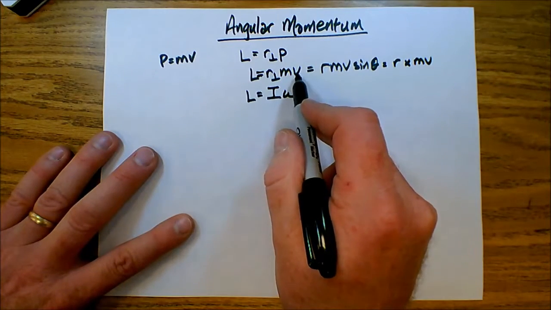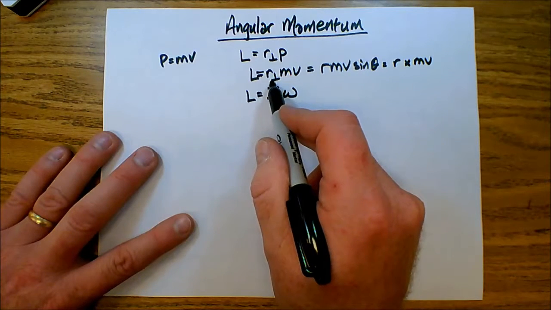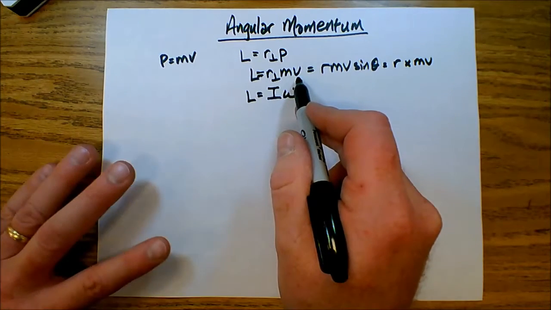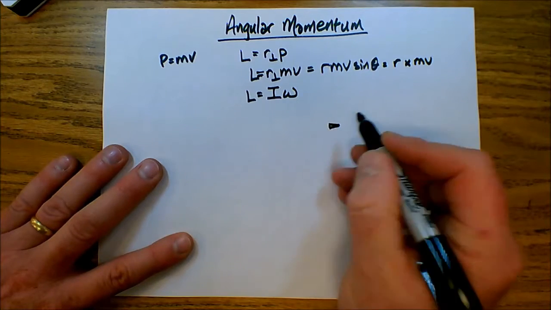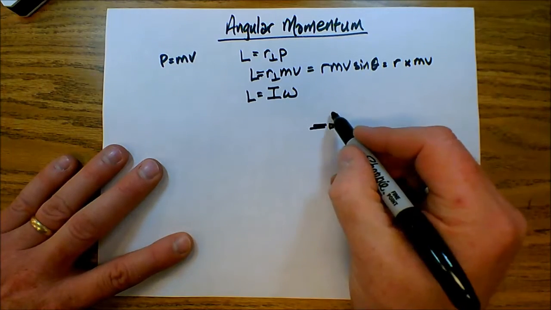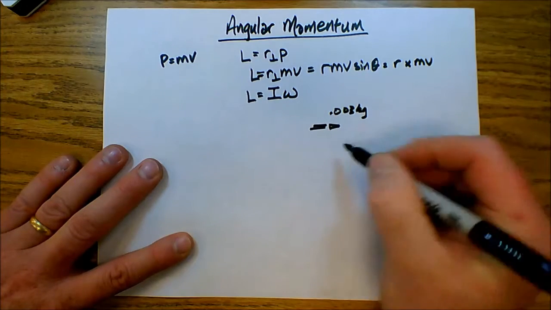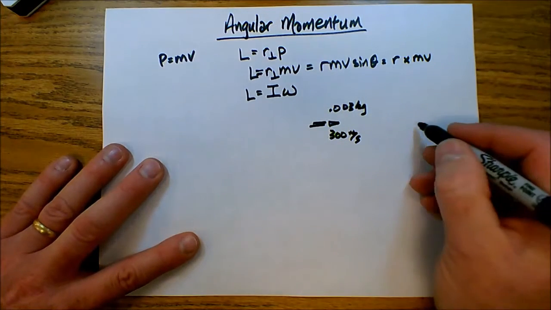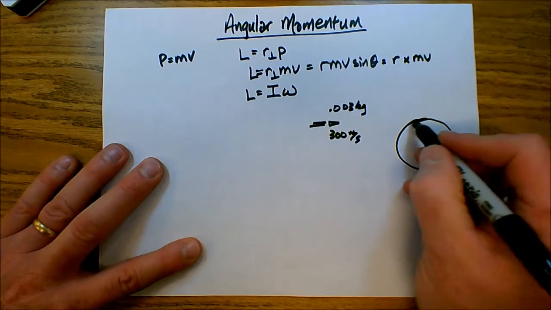In order for this linear moving object to have angular momentum, notice it has an r perpendicular. Remember, that's the perpendicular distance from the axis of rotation to the line of action, or in this case, to the line of velocity. Let me just give you an example. Suppose I have a bullet, a 3-gram bullet, so 0.003 kilogram bullet, traveling at 300 meters per second. And there's a wheel out here, a cylinder, uniform solid cylinder.